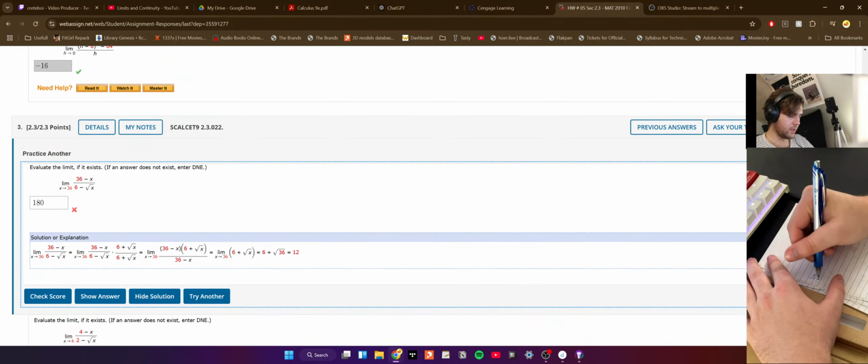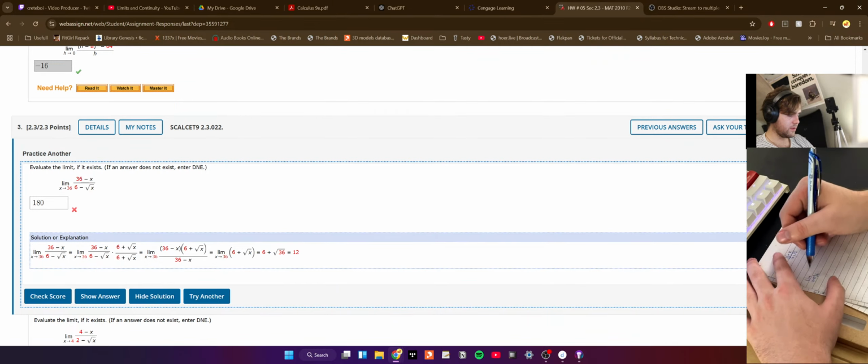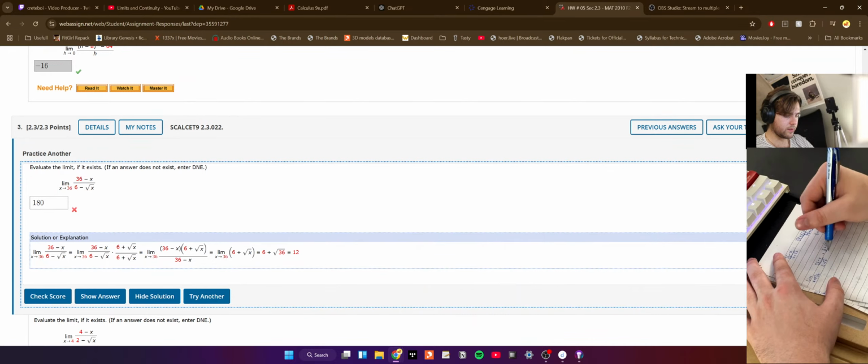The limit as x approaches 36 of 36 minus x over 6 minus square root of x, multiplied by 6 plus square root of x over 6 plus square root of x, which is the opposite of the bottom.